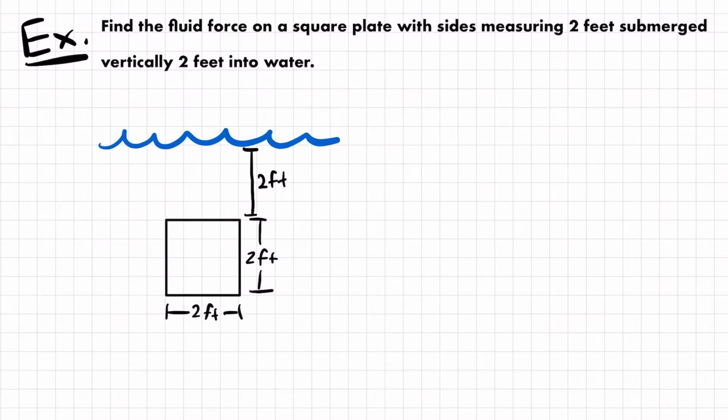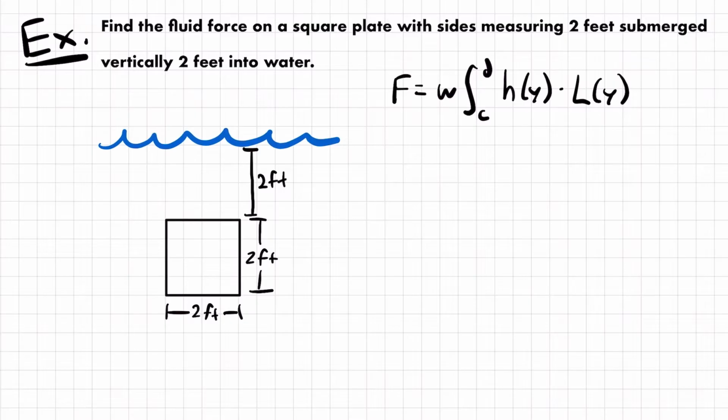Instead, we need to use a definite integral that will allow us to add up the incremental force over the range of values for the depth of this surface in the water. And that definite integral looks like this. The force is equal to the weight density of the fluid times the integral from c to d, which are the values of y that represent the range of values that the depth will be for our surface. And inside the integral, we will have a function h of y, which represents the depth at a particular value of y for our surface, and that will be multiplied by a function capital L of y, which represents the length of our surface at a particular value of y, and that will be multiplied by dy.